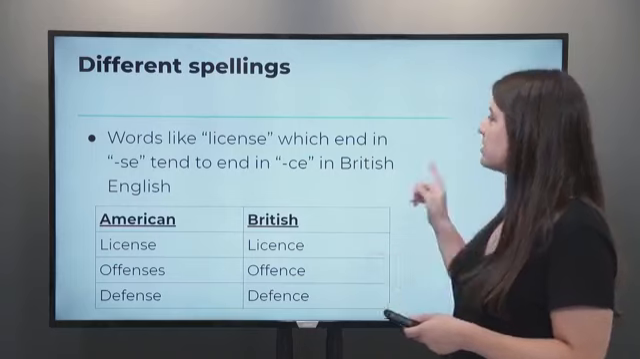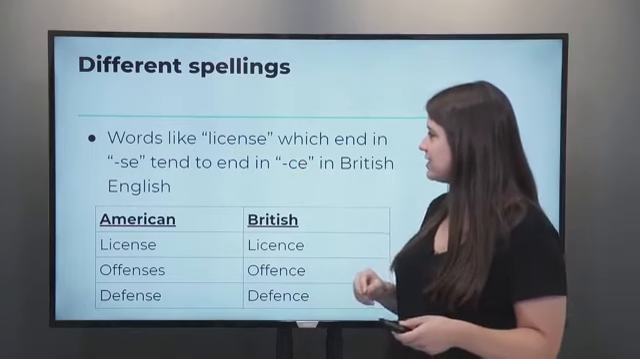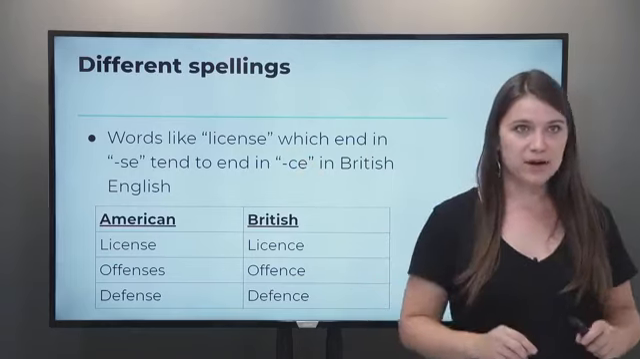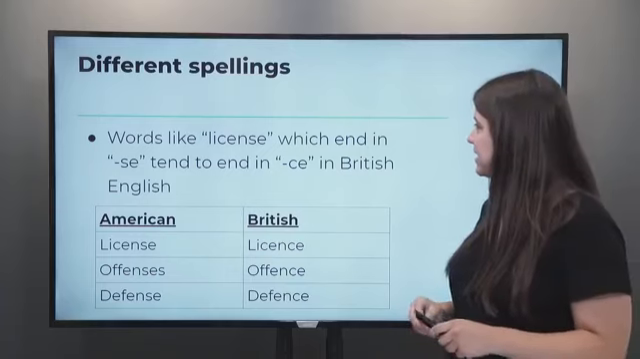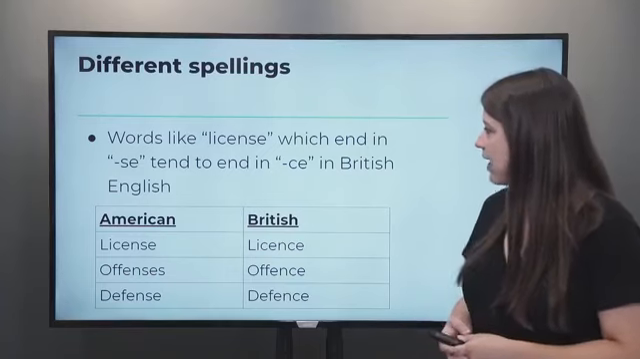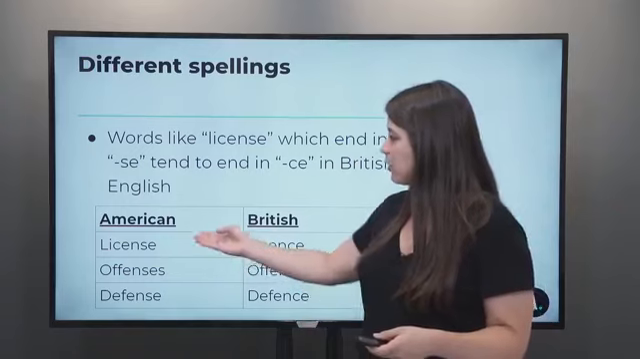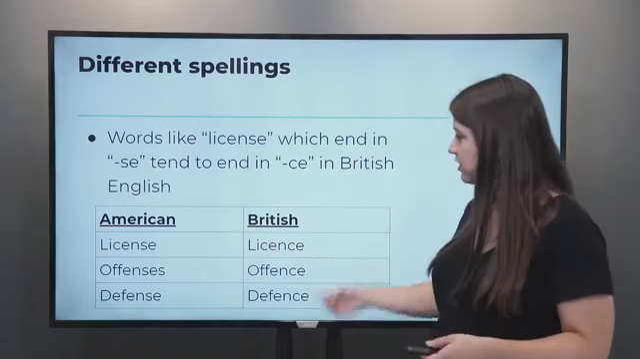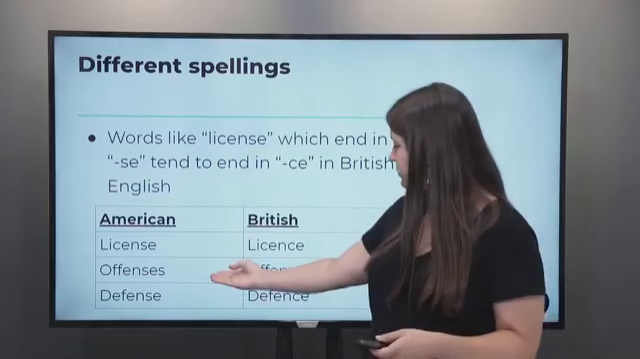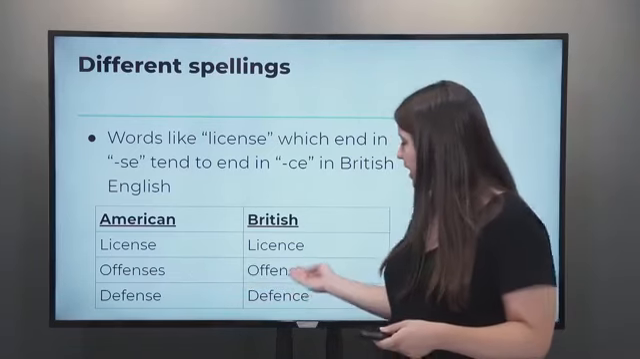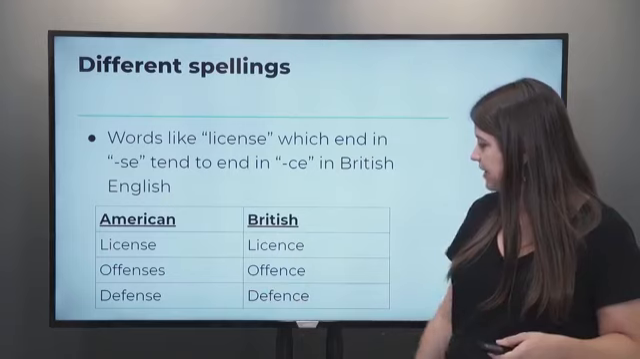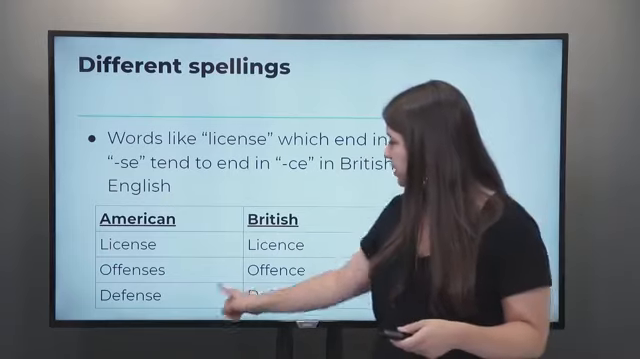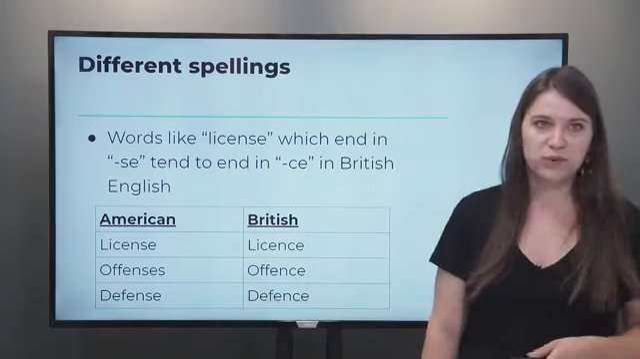Okay, so words like license, which end in an SE in American English, tend to end in a CE in British English, okay? So let's look at this. So American, a license, like your driver's license, ends in an SE, in British English, CE. Offense, for example, ends in an S, and defense also ends in an S in American English, and a C in British English.